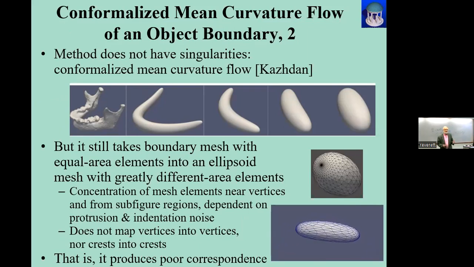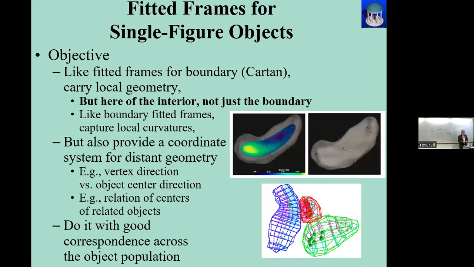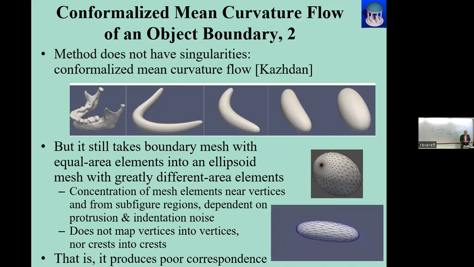you can't just take all the points that were on the ellipsoid as they came from the object and map them back, because you have this strong dependence of which points are which on the smooth boundary, depending on the actual curvatures on the object. So if we have two objects and one of them has a slightly sharper curvature near its vertex and another one a little bit less, you're not going to get the kind of correspondence that we're after.